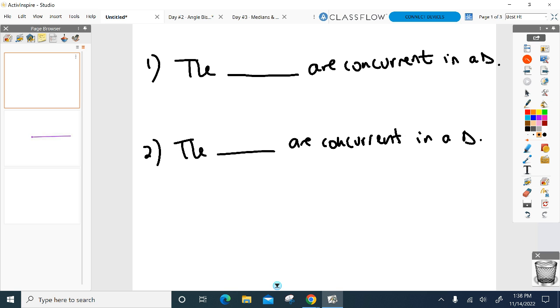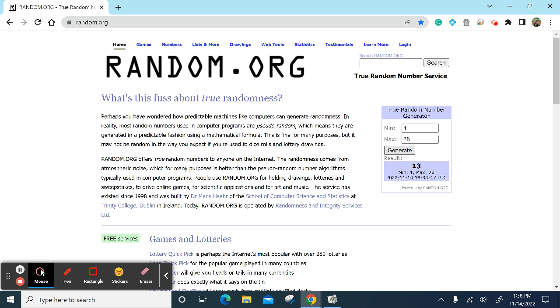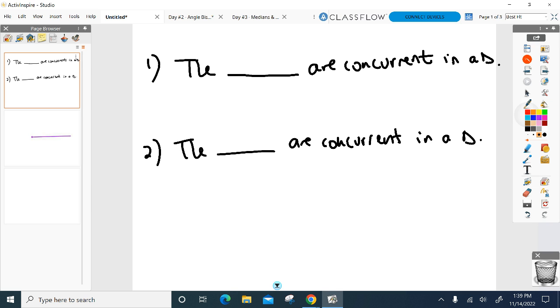We already have 2 sets of lines that are concurrent in a triangle. 2 sets. Please name one set for me before I move on. One set of lines that are concurrent in a triangle. Remember, when I'm asking this question, I'm asking for these 3 lines to intersect in a point.